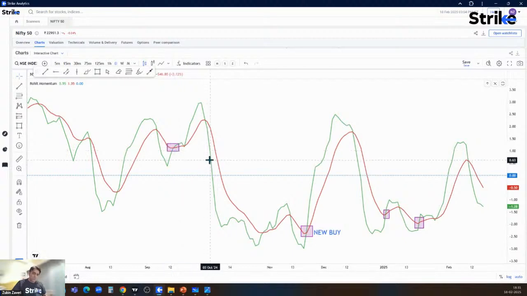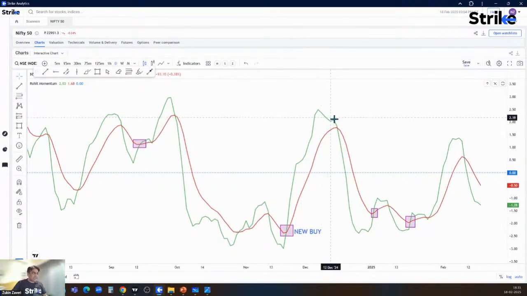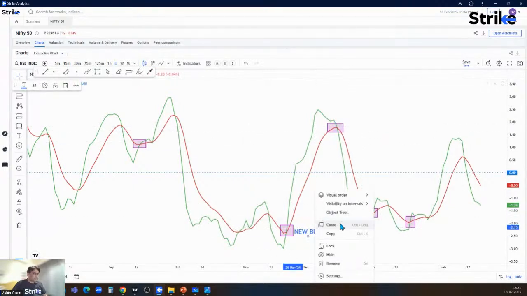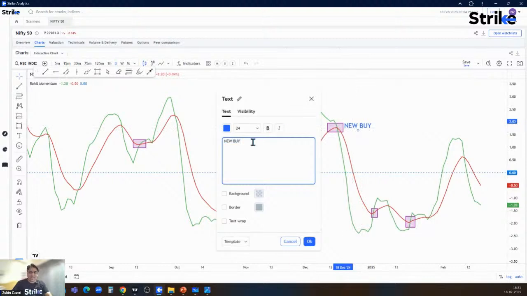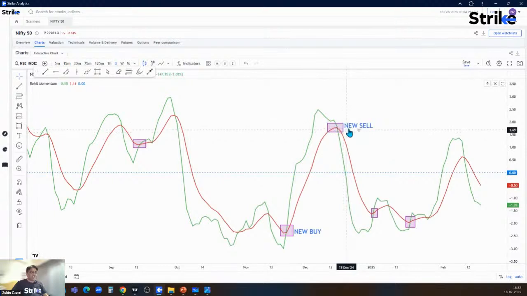Now, opposite to it, when the green line goes below the red line, when the RMI line goes below its average line, a new sell signal gets generated. What gets generated over here? A new sell. So this is where a new sell signal gets generated. This is where a new sell signal gets generated. Even here, there is a new sell signal that gets generated over here.